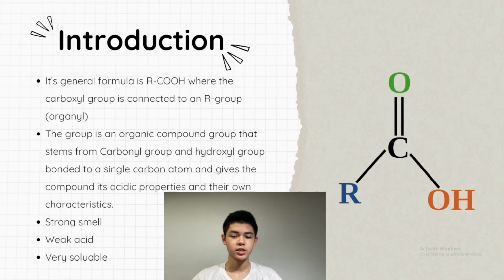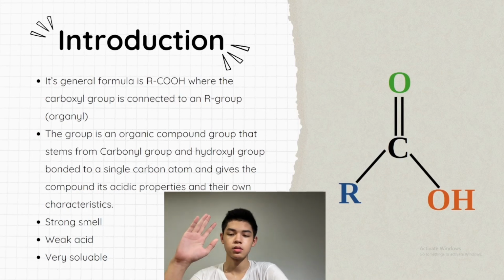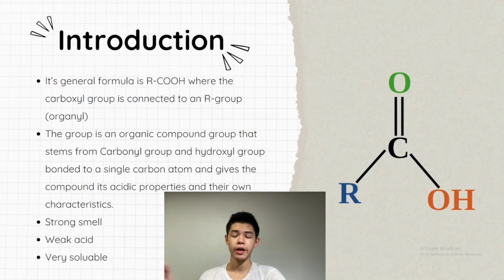First off, characteristics. Carboxylic acids are an organic compound group consisting of CO, which is carbonyl, and OH, hydroxyl. Combined, you get COOH. And the general formula is RCOOH, with R being an organic group, such as acyl or alkyl, for example.